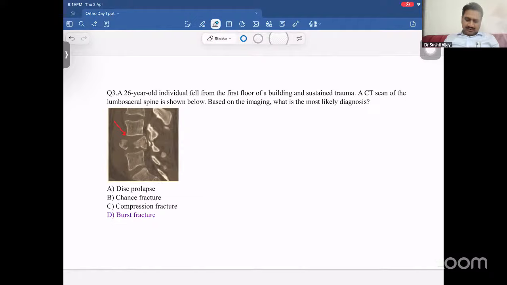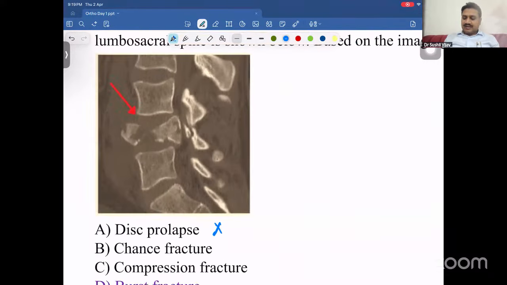Is this a disc prolapse? Not really. Is this a chance fracture? This is not a chance fracture. How does a chance fracture look? In the chance fracture, if this is a normal vertebra, then in the chance fracture, the vertebral body is like this.